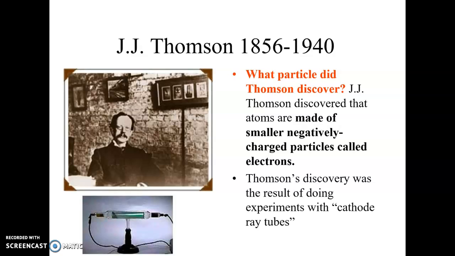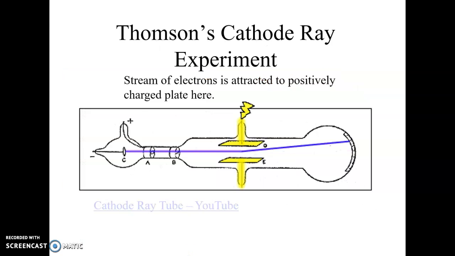He messes with this cathode ray tube, and ultimately he begins to realize and discover that that tiny little stream of light is actually a stream of tiny little particles that are even smaller than atoms, and those tiny little particles have a negative charge. Well, how did he figure this out?